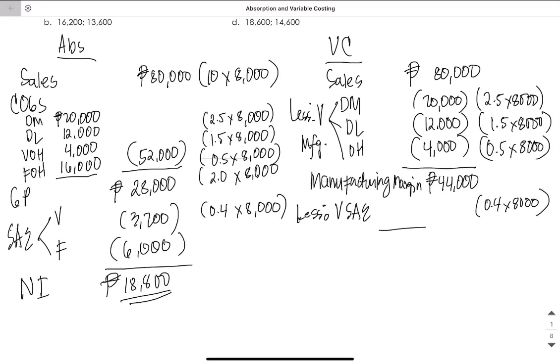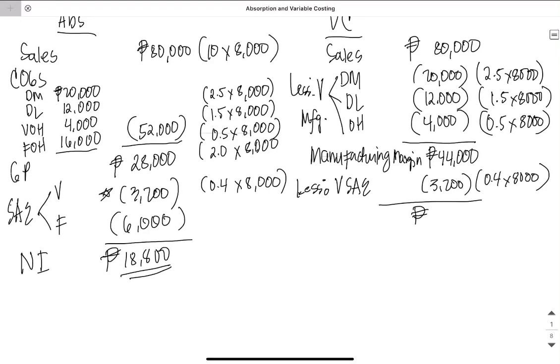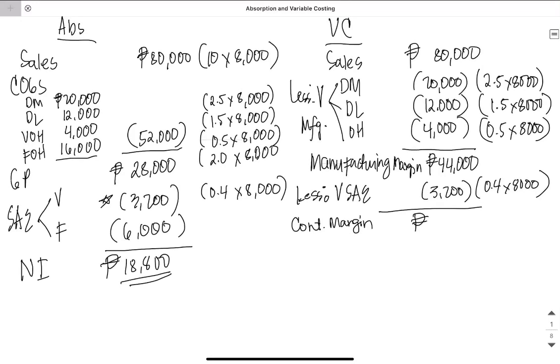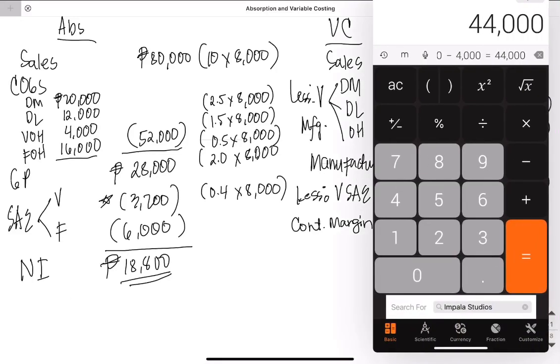So what do we have? This is the same as your variable selling and admin expense here, so this is 3,200. After deducting variable selling and admin expense, this is your contribution margin. In most of the problems, you will not be asked about the manufacturing margin, so you can directly deduct the variable selling and admin expense together with your variable manufacturing cost to arrive at the contribution margin. Our contribution margin is, minus 32, 40,800.